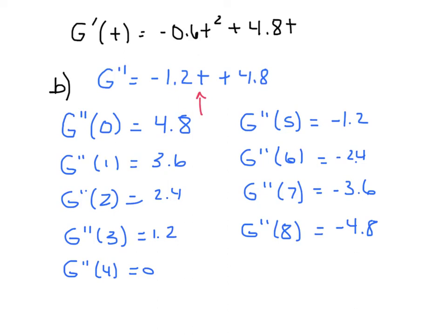And you can see that this second derivative has a value of 0 when our rate of change for our gross domestic product is at its highest, and then from there it continues to decrease. These negative values for G double prime indicate that our growth is slowing down until we get to a point where it's back where it started.